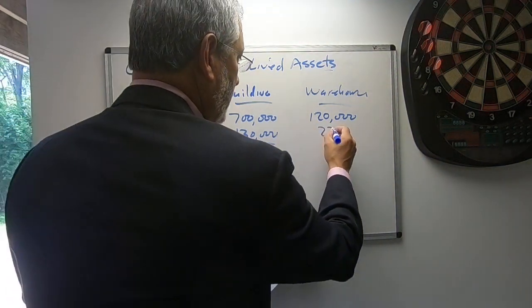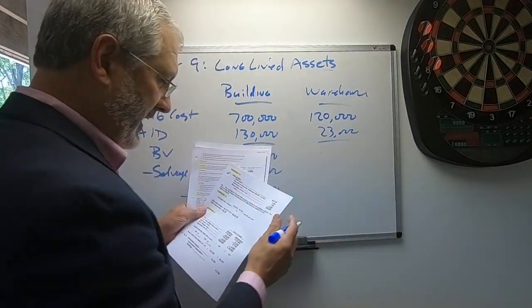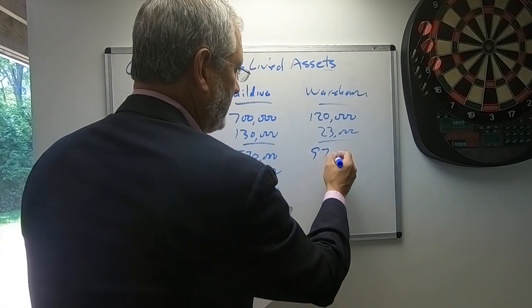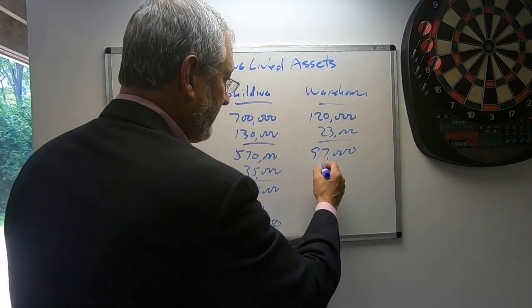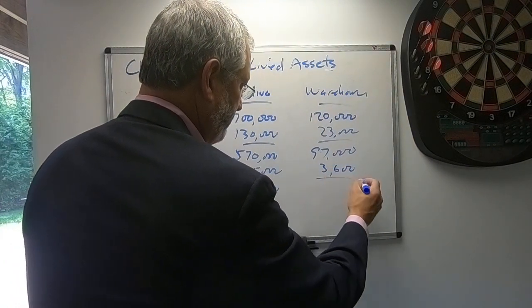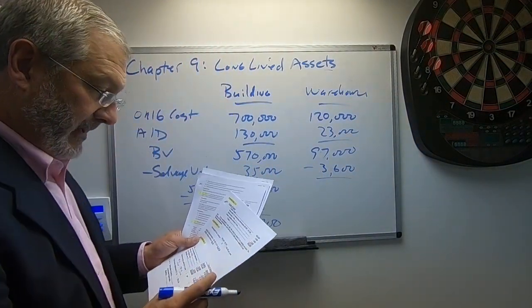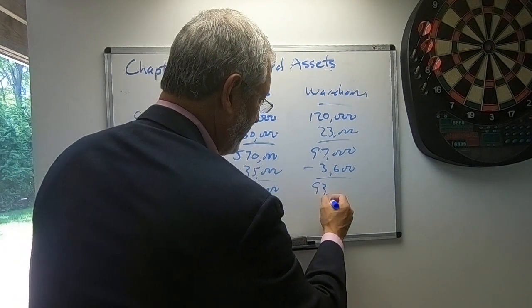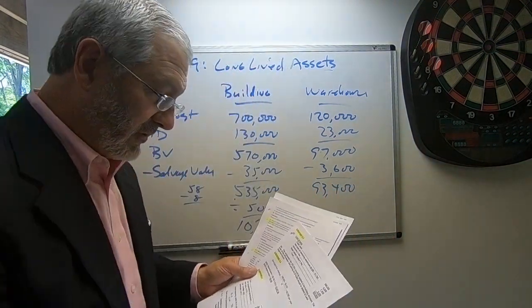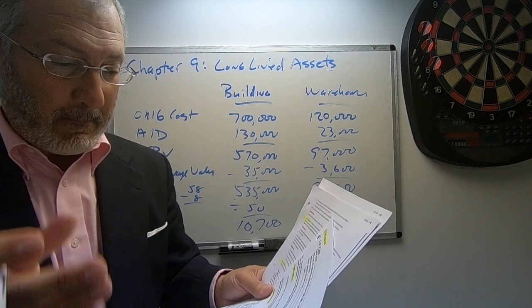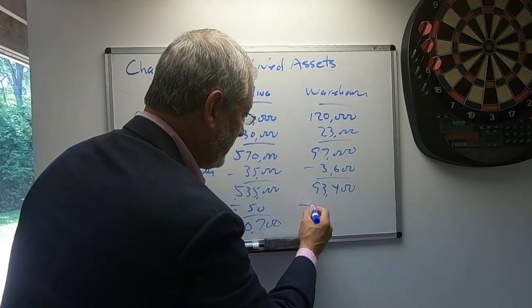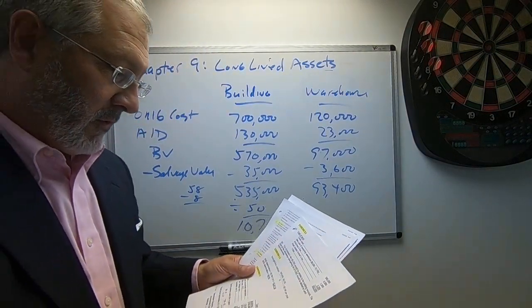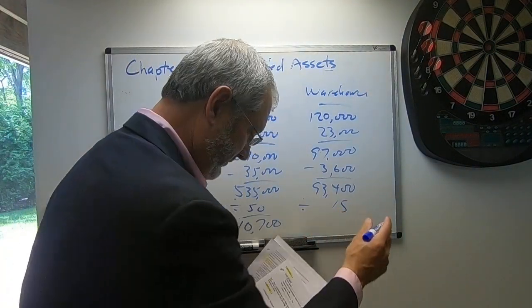The warehouse had an original cost of $120,000. They had taken accumulated depreciation of $23,000. The book value is $97,000. The revised salvage value is $3,600. And again, we're subtracting that. $93,400 is the new depreciable cost. And we need to divide it by the remaining number of years, which is going to be 15.